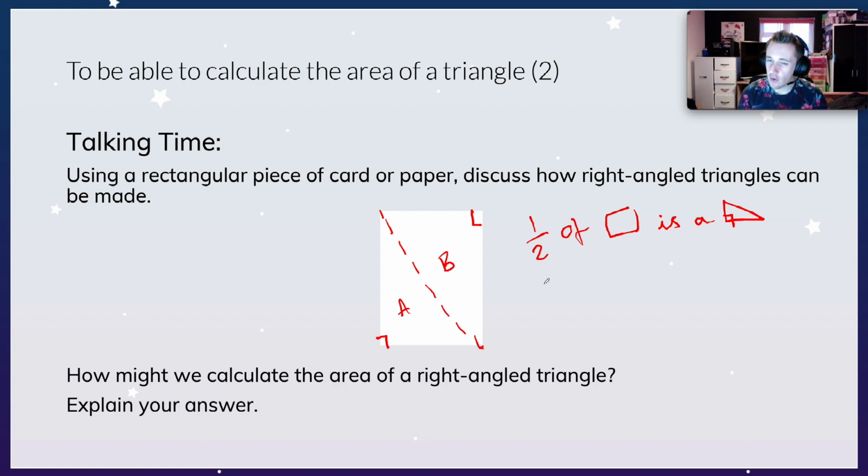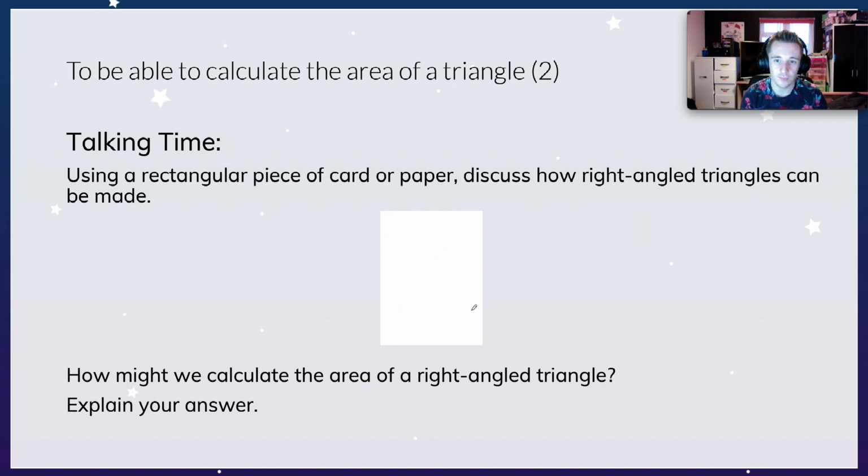To find the area of a rectangle, we do length times width, because that would give us the area of all of this. If the right angle triangle is half of a rectangle, how would we find the area of the triangle? Well, we would do length times width, and then we would halve it, because it's half of the rectangle. You're going to see how that works in a second.